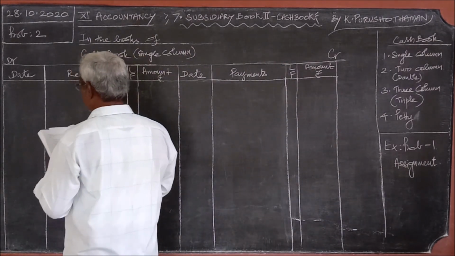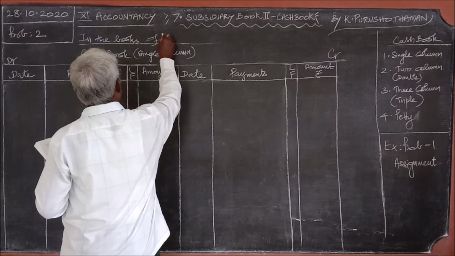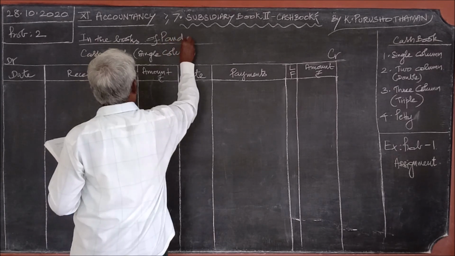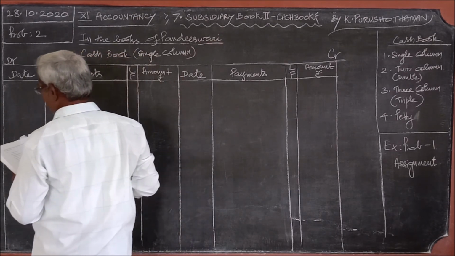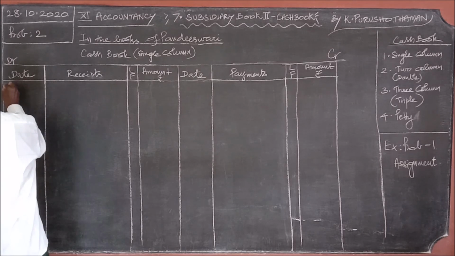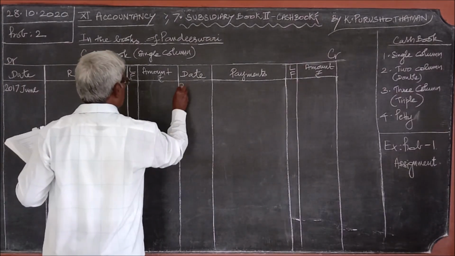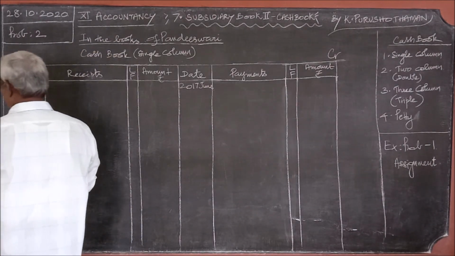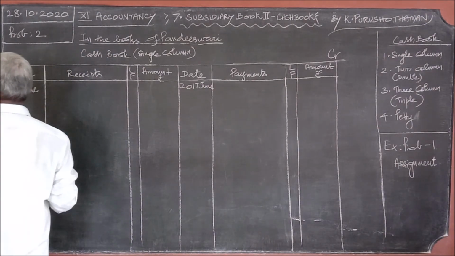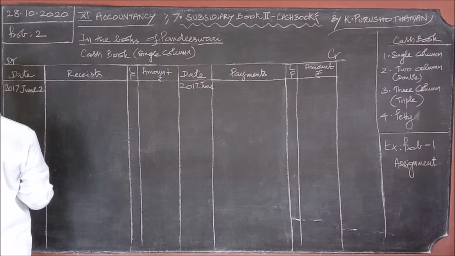This problem 2: enter the following transactions in the single column cash book of Pondeshwari, in the books of Pondeshwari. This is June 2017. Second, started business with cash. When business is started with cash, it is otherwise called capital.